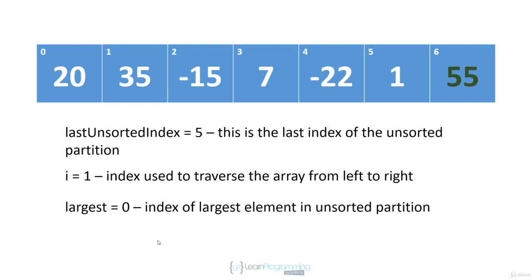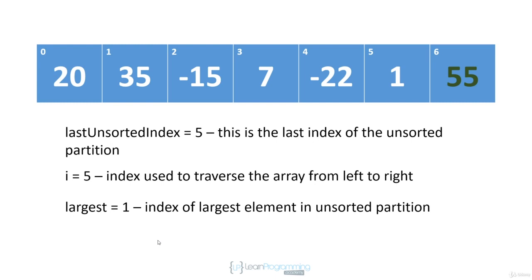So we're going to compare 35 against 20. 35 is greater than 20, so we're going to set largest to 1. Now we increment I to 2, and we compare minus 15 against 35, because 35 is now the largest element. Minus 15 is less than 35, so we just increment I to 3. 7 is less than 35, so we just increment I to 4. Minus 22 is less than 35, so we just increment I to 5. And of course, 1 is less than 35, and at this point, I equals the last unsorted index, so we have completed our second traversal of the array.